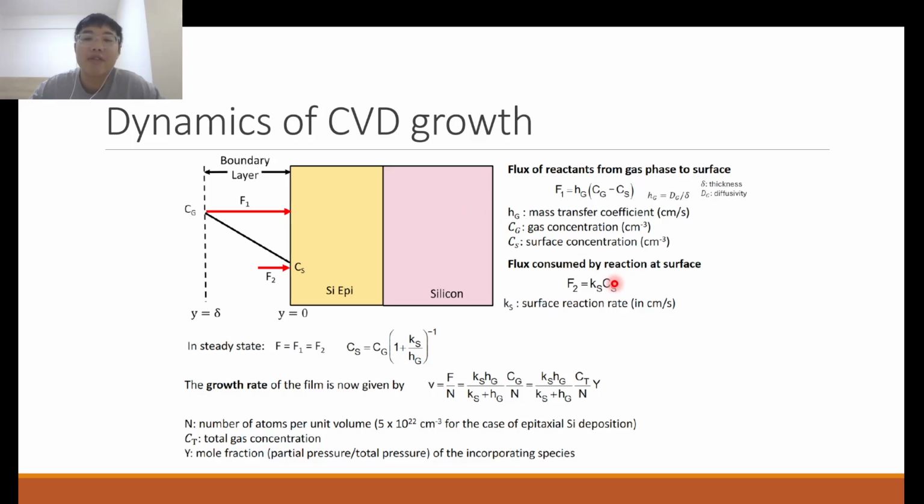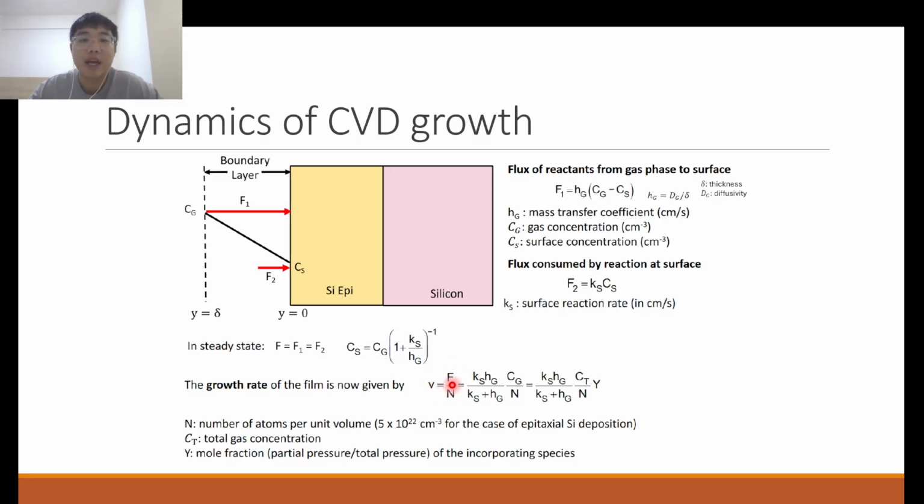And the second flux is a chemical reaction flux. It can be governed by a first order rate equation, where Ks is a surface reaction rate constant. In the steady state, we can equate these two fluxes together and obtain an expression for Cs, which determines the rate of consumption of reactants at the silicon surface. We can translate that into the growth rate of the film by dividing the flux by the number of atoms per unit volume in the film that is being grown.